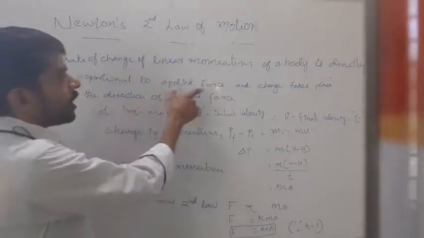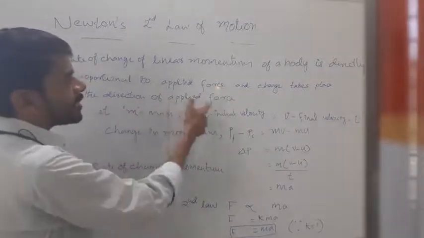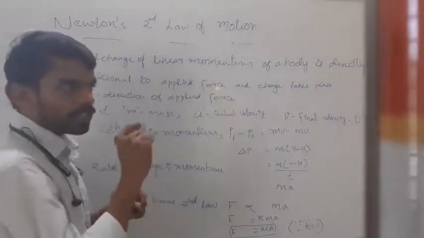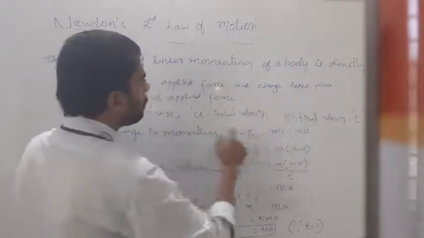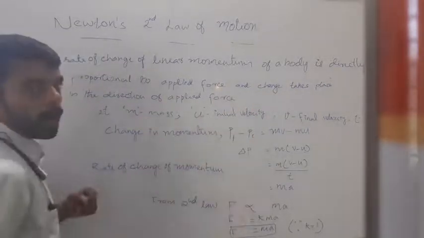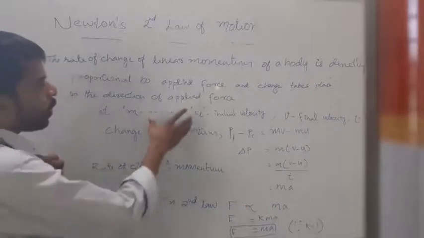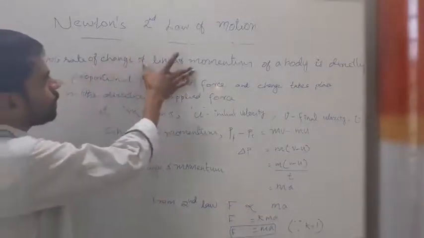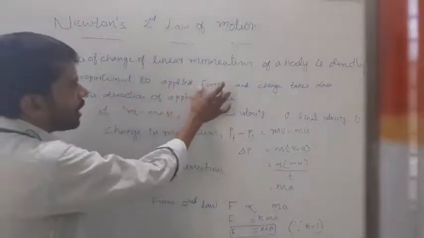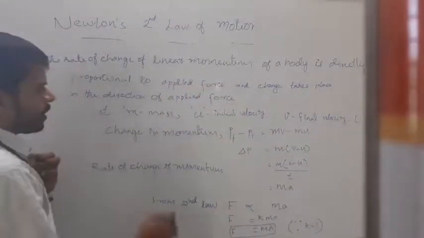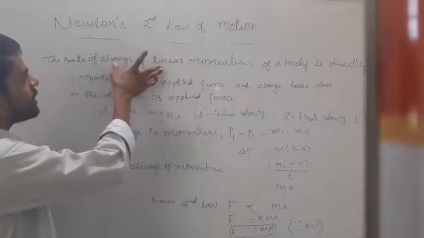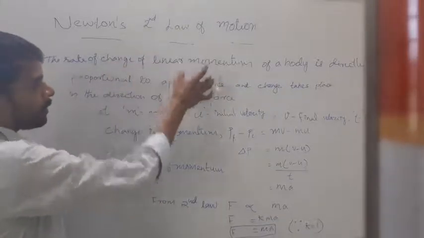So the change of momentum takes place in the direction of applied force. Now we are going to relate the rate of change of linear momentum with the external force. Applied force means external unbalanced force. So first we are discussing the rate of change of linear momentum.